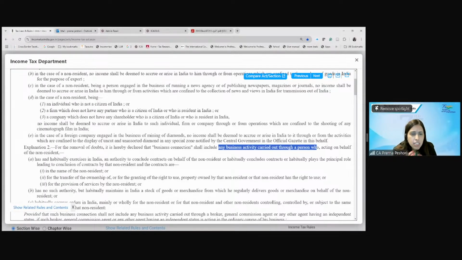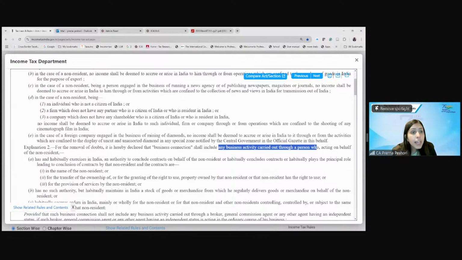Meaning, there is this agent who has the authority in India to conclude the contracts on behalf of the non-resident. What does it mean in simpler terms? Let's say, for example, there is an agent appointed in India for doing the sales activity. Now, he reaches out to the customers, signs the contract, or gets the conclusion of the contract, then sells the goods on behalf of the non-resident. He has all the authority to undertake the sales activity in India. This will lead to that person being considered an agent of the non-resident.